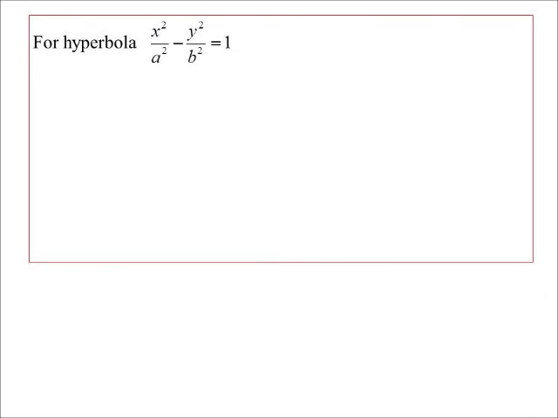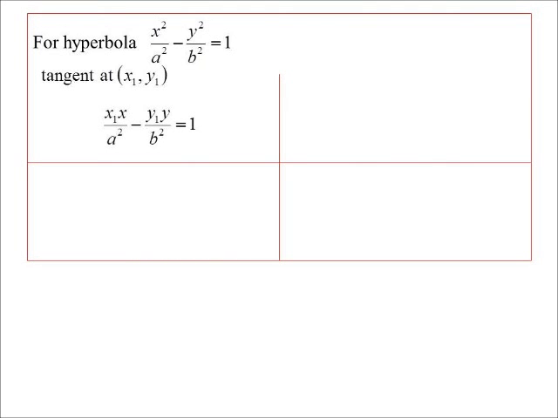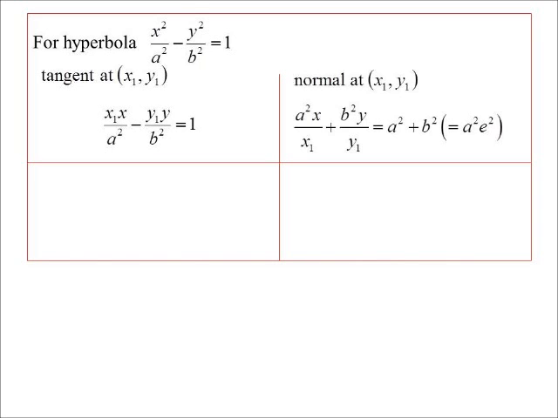All right, I'm not going to bother deriving all those like we did with the ellipse. What it turns out to be with the hyperbola, once again, notice it looks very similar to the equation of the hyperbola. When we're dealing with the Cartesian coordinates, we get x1 x on a squared minus y1 y on b squared equals 1. The normal, instead of getting a squared minus b squared, you get a squared plus b squared. But, of course, that is still equal to a squared e squared.